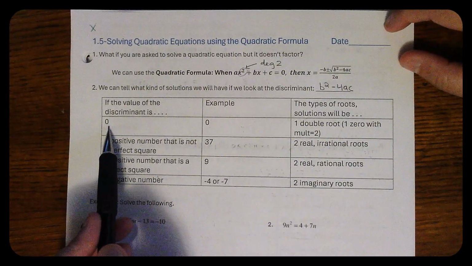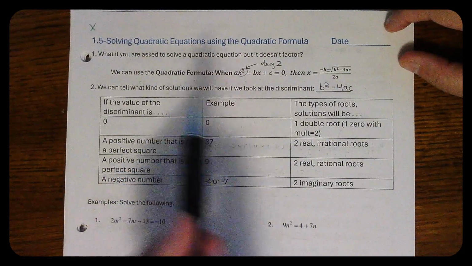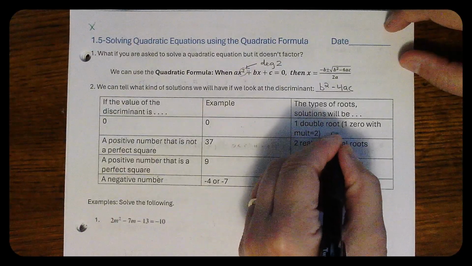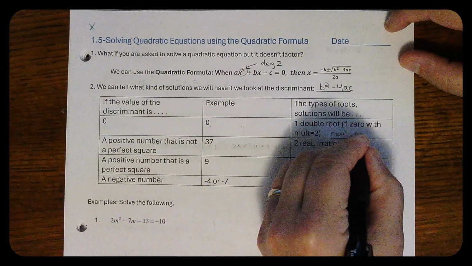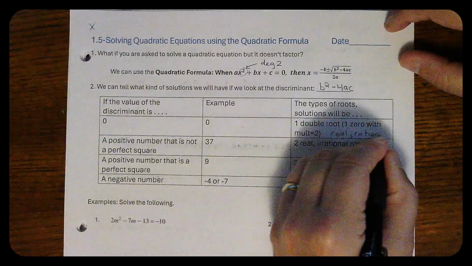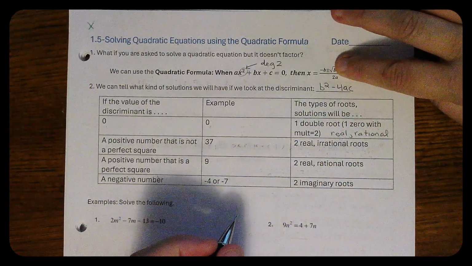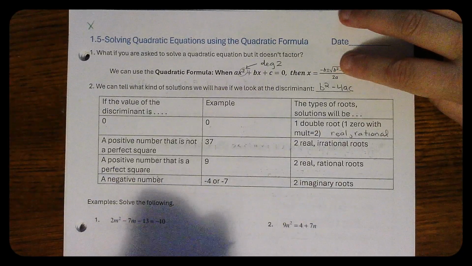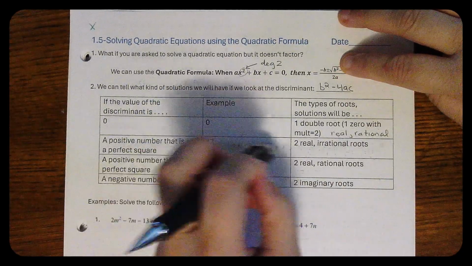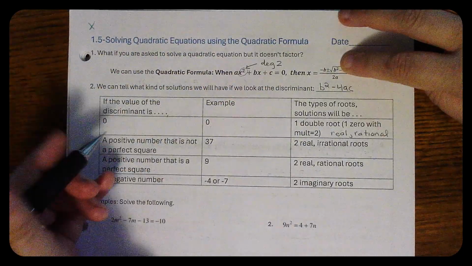All right, so if you have a discriminant of 0, you'll be able to tell that you'll have one double root, and that'll be a real and a rational root. Because again, the square root goes away. So that means it will be rational. Okay, what do I mean by rational? Well, it might be irrational.